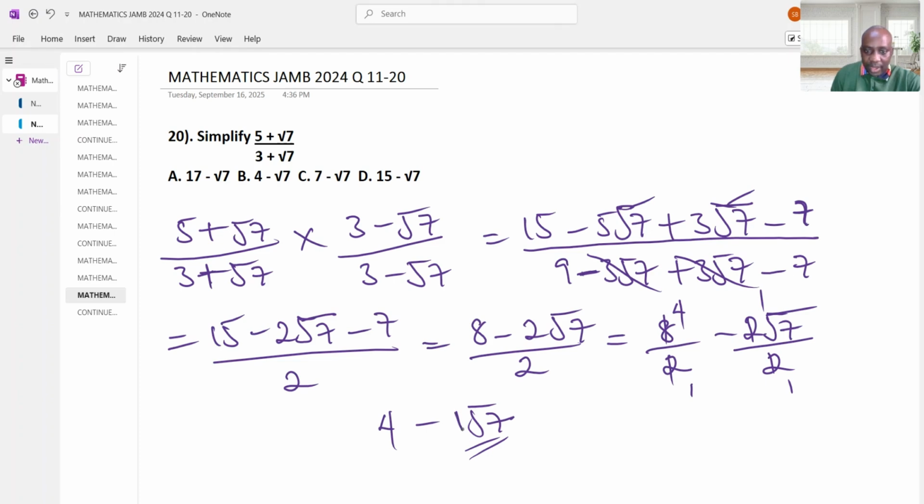This is our final answer, 4 minus square root of 7. You can put the 1 there because it's invisible, or you can just leave it because 2 cancels out here. It means that we have an invisible 1 here, or you can just leave it like the 4 minus square root of 7. You can put 1 there because if you multiply square root of 7 by 1, it's still going to give you square root of 7. Our final answer is 4 minus square root of 7. Yes, our option B is the correct answer.